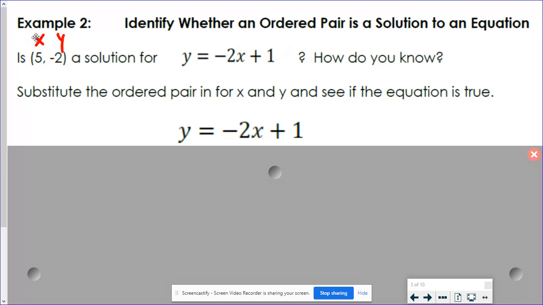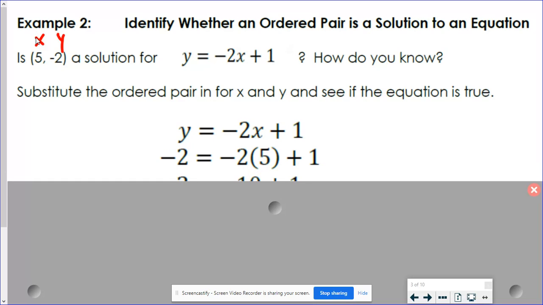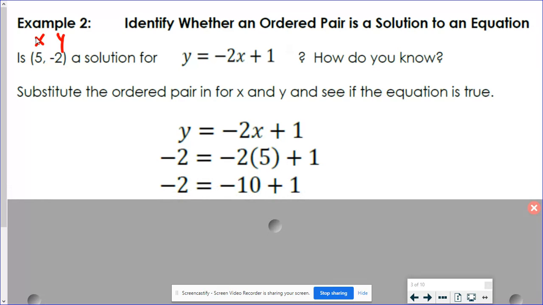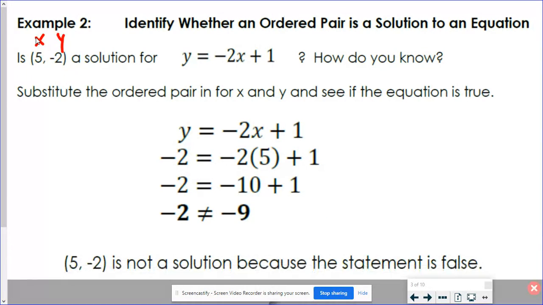So instead of the y, I'm going to put in the -2, and instead of the x, I'm going to put in the 5. -2 times 5, well, that's -10, and -10 plus 1 is -9. That's not equal to -2. That means that it's not a solution. That point would not be on the line if the line were graphed.